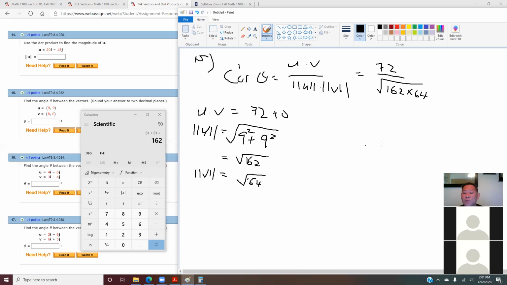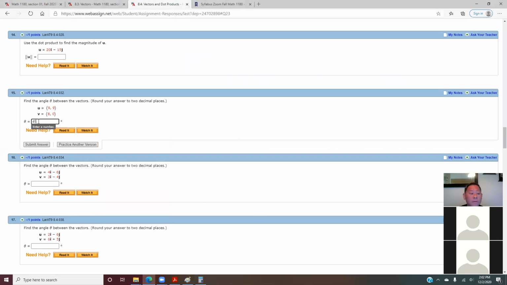So when you do this, you then do the arc cosine after that to find theta. So 72 divided by the square root of 162 times 64, and then after that, you do the arc cosine of it. So your answer in this case is 45 degrees.